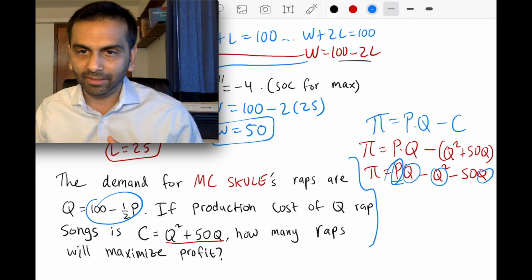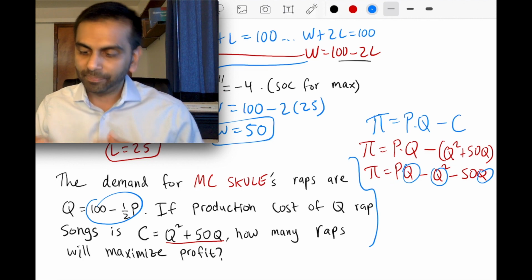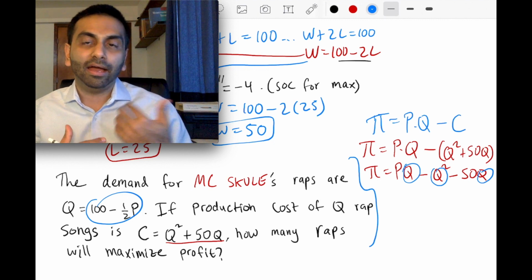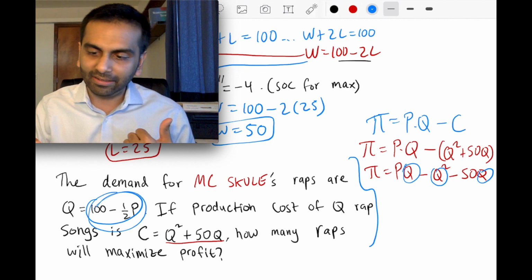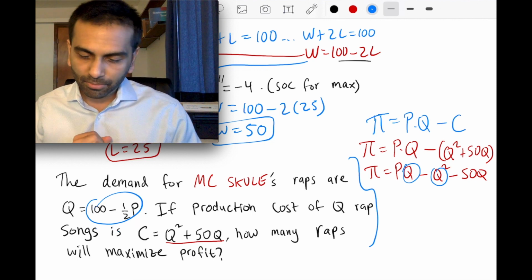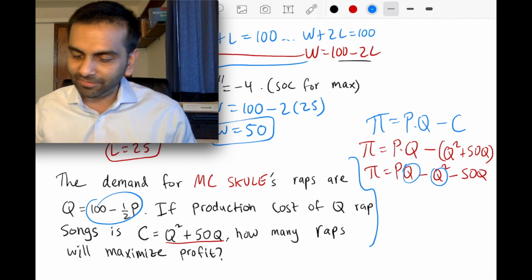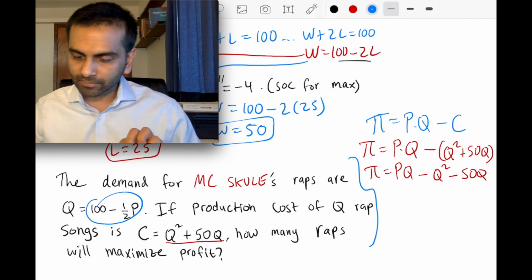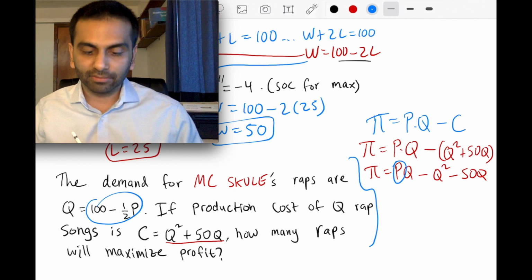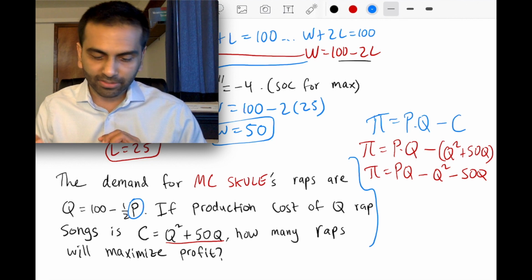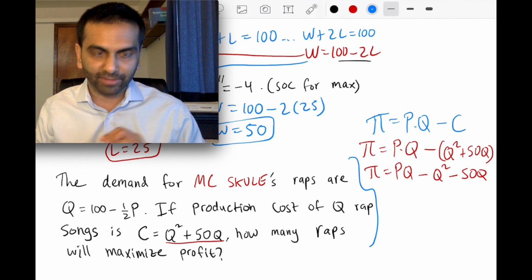You already have this one P, but then you'll have three other P's that show up. And then you can take the derivative, set it to 0, and find the price. Then once you find the price, plug it back in here to get the Q. And that'll give you the quantity of rap songs that should be produced to maximize profit. But strategically, if you don't want to substitute in three different places, if you'd rather only substitute this one P out, then it's better to solve for the P here instead of the Q here. So let's solve for this P so that we can substitute it out.